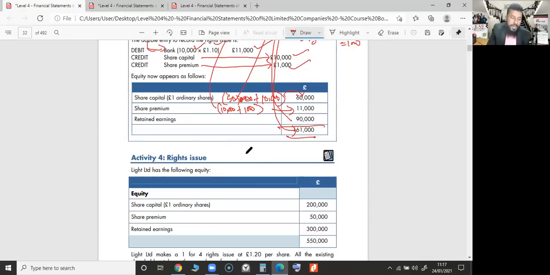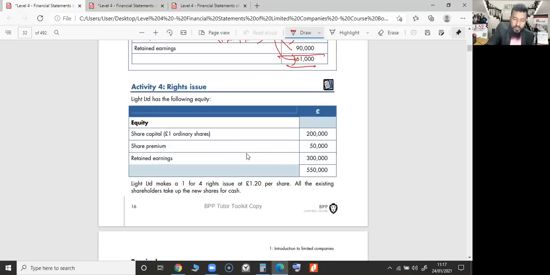I hope you can do the rights issue as well. This one is none other than one quarter, divided by 4 and multiplied by this.